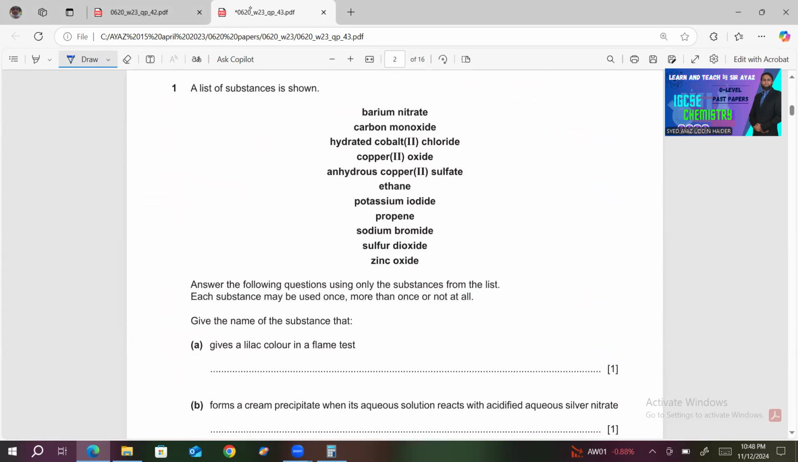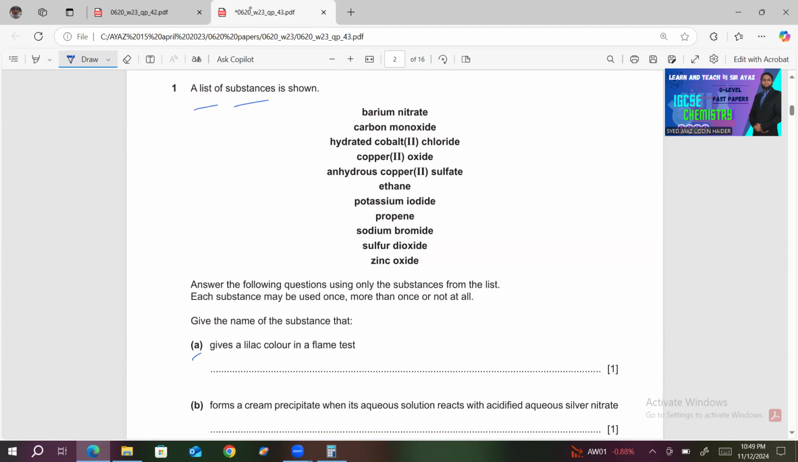Here's question number 1. A list of substances is shown. Barium nitrate, carbon monoxide, hydrated cobalt 2 chloride, copper 2 oxide, anhydrous copper 2 sulfate, ethane, potassium iodide, propene, sodium bromide, sulfur dioxide, zinc oxide. Answer the following questions using only the substances from the list. Each substance may be used once, more than once, or not at all. Give the name of the substance that A. gives a lilac color in a flame test.